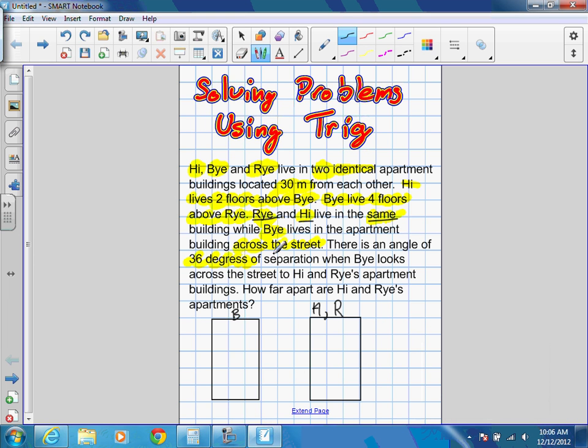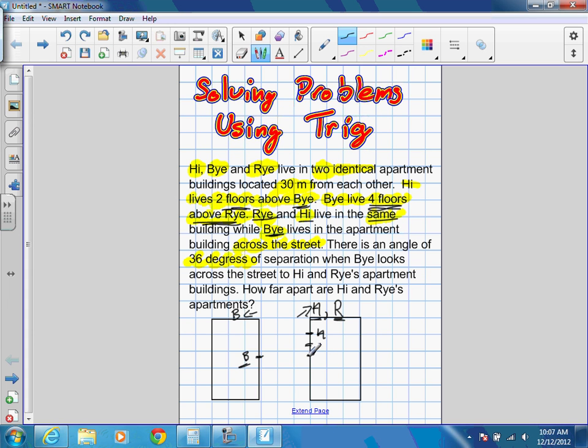We also know that Hi lives 2 floors above Bai. So this guy, Hi, lives 2 floors up from Bai. So let's just say Bai lives on this floor here. Hi is 2 floors above him. Here's Hi. We also know Bai lives 4 floors above Rai. In other words, Rai is 4 below him.